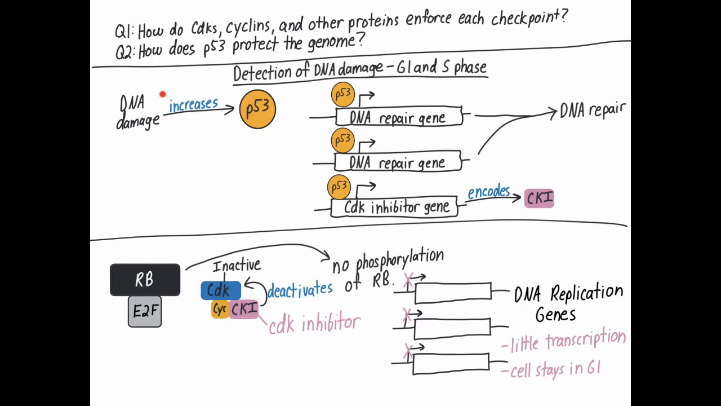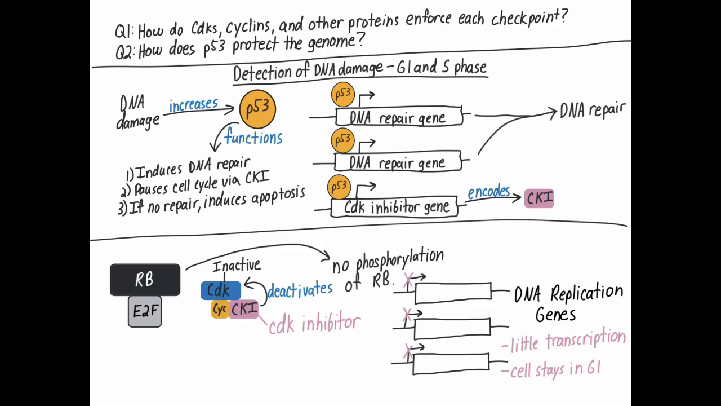So, in response to DNA damage, p53 induces DNA repair and enforces the G1S checkpoint via CKI. It also induces apoptosis if DNA repair fails. Together, these functions of p53 prevent a cell with damaged DNA, which could potentially cause the cell to become cancerous, from reproducing and possibly forming a tumor.